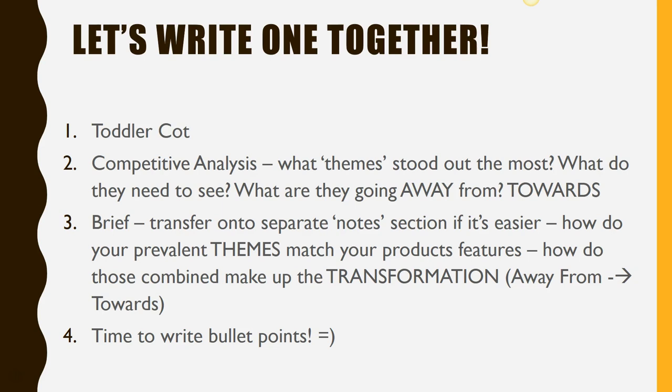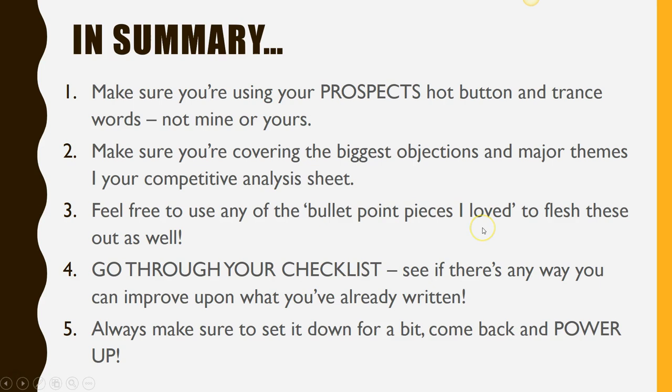You're going to want to go through and match how your prevalent themes match your product's features, right? So, we talked about earlier, you have that chart in your brief and it's features and benefits, okay? With those features and benefits, I want you to go back and underneath the benefits, write the transformation, right? So how do your product features match your product benefits, and then write the transformation underneath it, right? And so then we're going to get into writing bullet points.